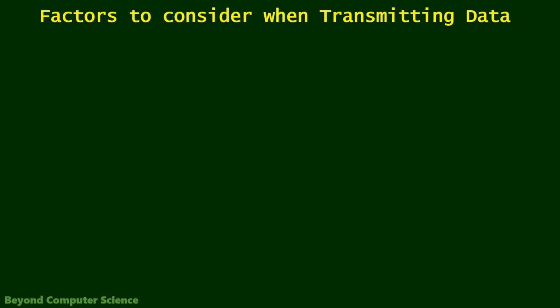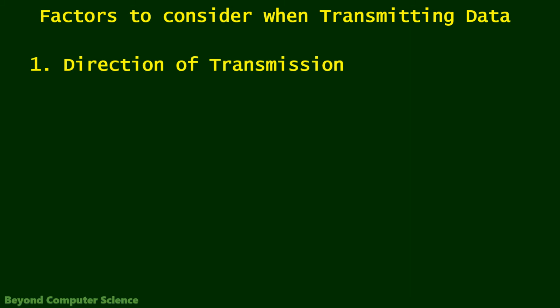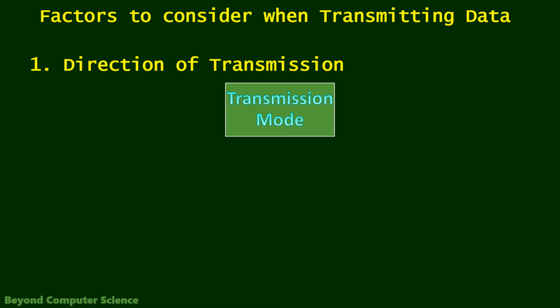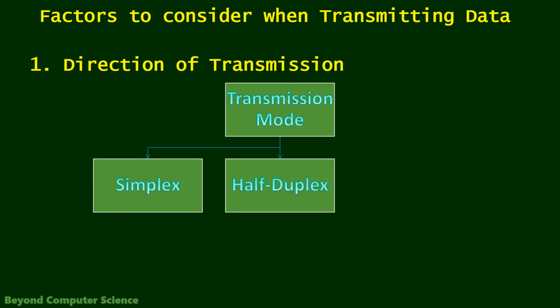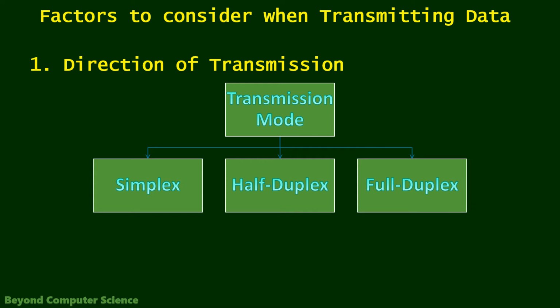Factors to consider when transmitting data. When we study data transmission, we should study the direction of transmission and the method of transmission: which method two devices are using for transmission of data, and in which direction, from sender to receiver, one way or two way, the data can be transmitted from one device to another. When we study the direction of transmission, we have several transmission modes: simplex, half duplex, and full duplex.